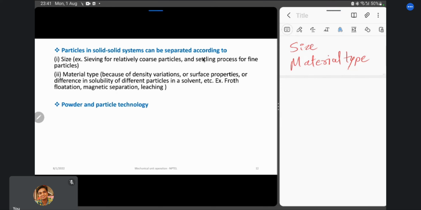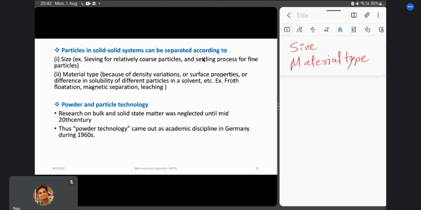So now this is all about the solid system. Now I want to just draw your attention towards the powder and particle technology. So what does that mean? Already the professor explained why we are required to develop the powder and particle technology, and what is the output of that particular course.